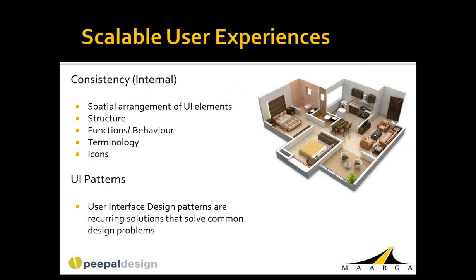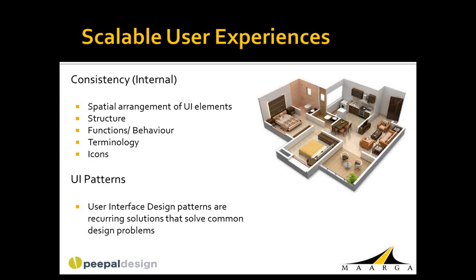And we like to call it scalable user experiences because we try and find synergies in the way we design and build user interfaces. So one of the first things that we pay attention to is the consistency. By consistency, I am referring to the internal consistency of the application as a whole. For instance, elements like the spatial arrangement of your elements. Is your save button always the first button on the top left of your toolbar? The structure of the application. Can the user quickly get a sense for where to find what on a screen?